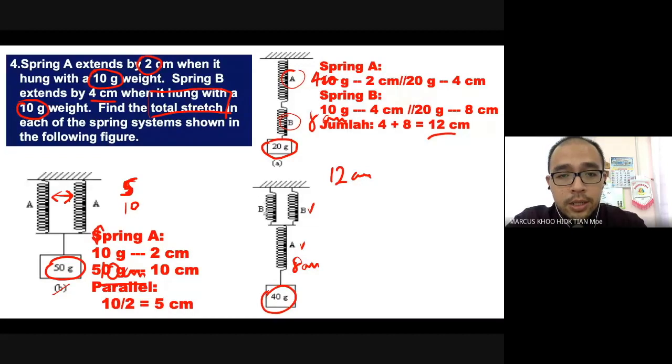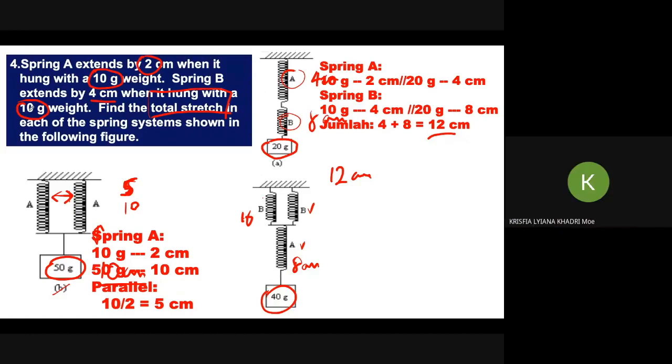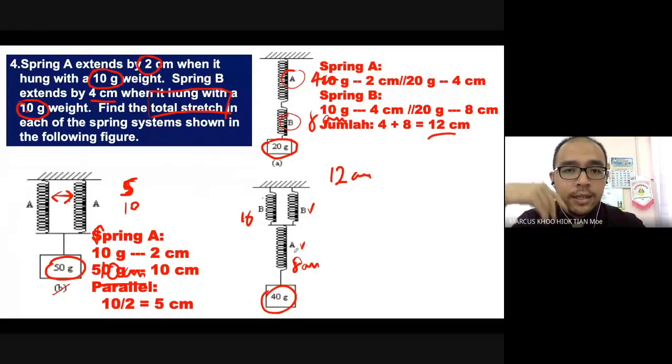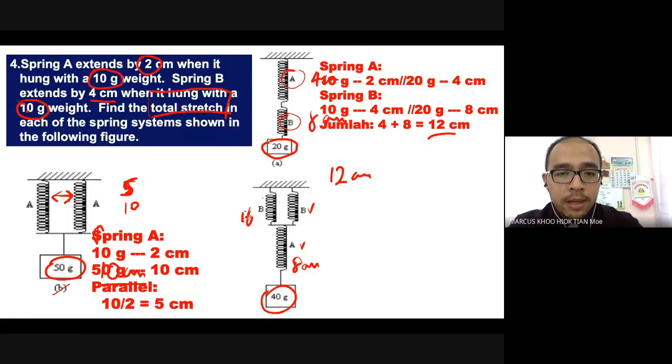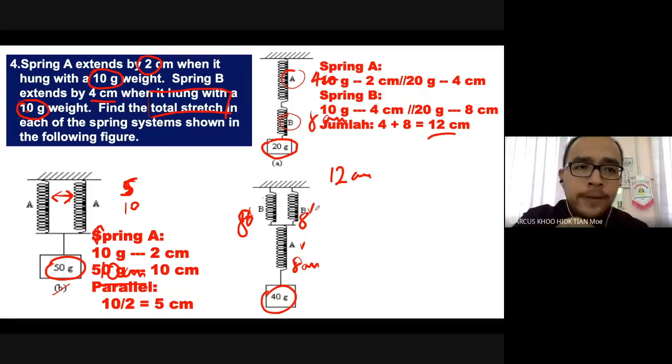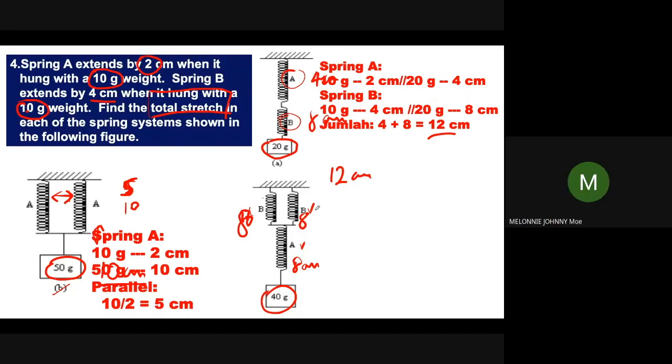B, for every 10, B will extend by 16. No. 4 cm for every 10 N, B wall. So it will actually extend 16. But because it is shared, each one will get 8 and 8. No? Am I wrong? That's right. The answer is 16, not 12.